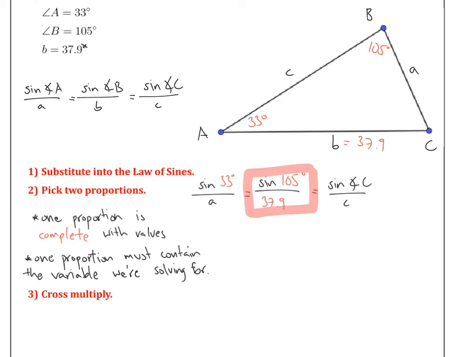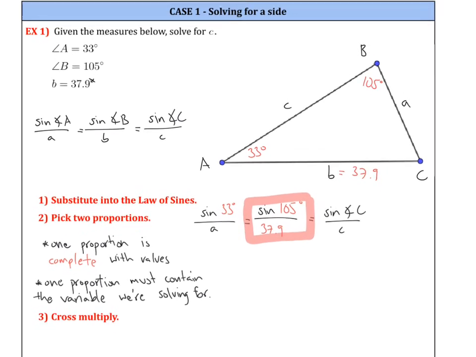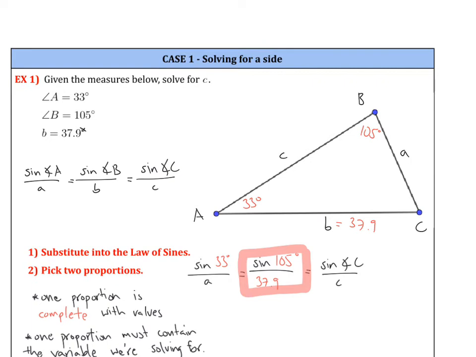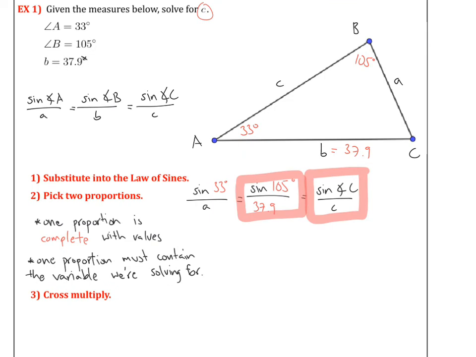So of course, if we are solving for a particular variable, it must be in one of the proportions that we chose. Now, when I take a look at the problem, it told me that I'm trying to solve for little c. So that right there tells me that the other proportion that I'm going to use needs to include little c. And that's going to be the third or the last proportion.